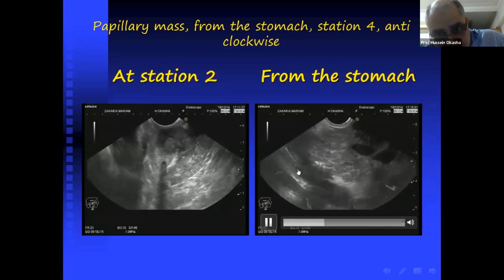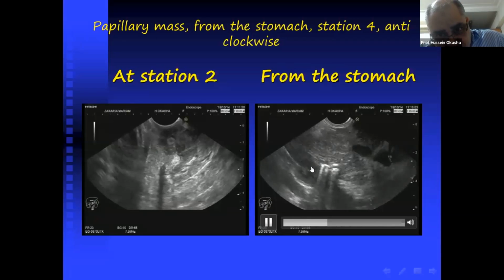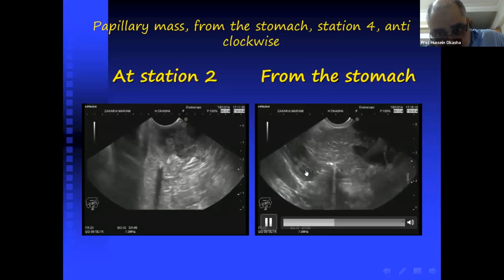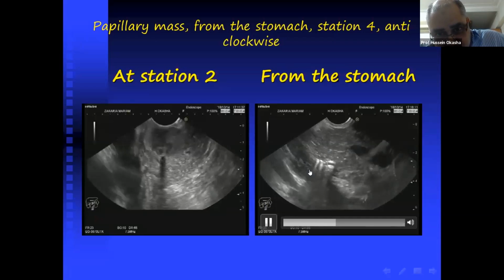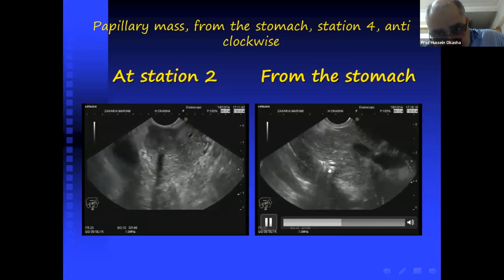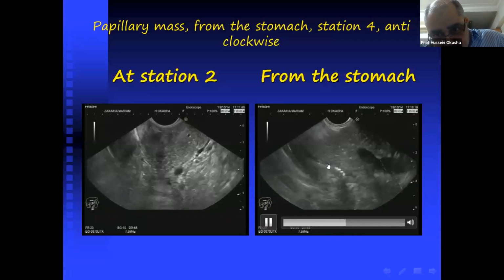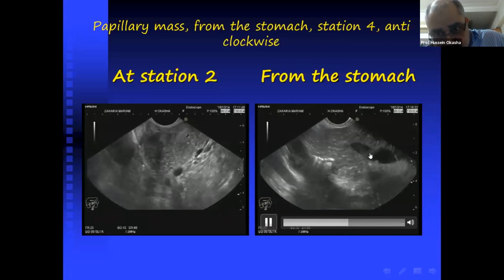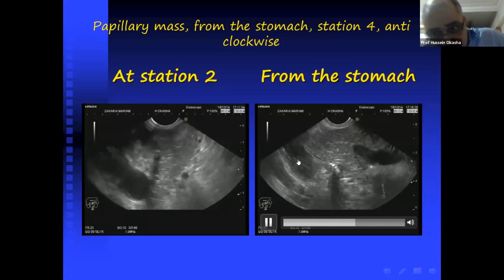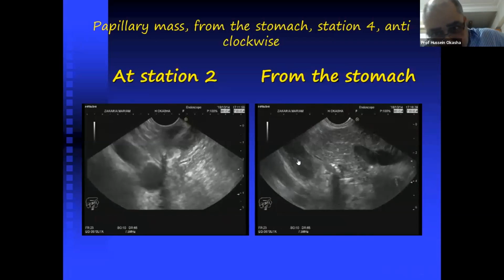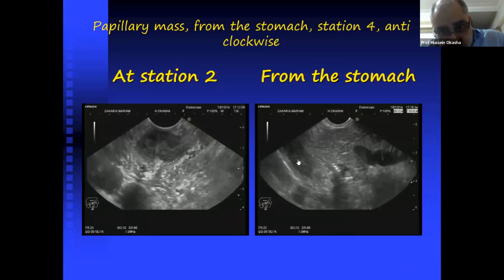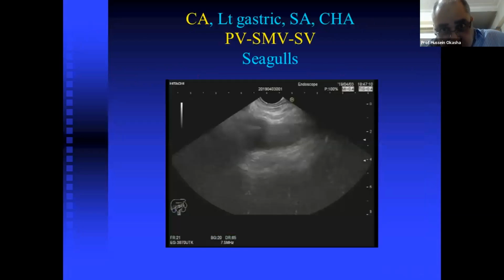So I can see the mass very nicely because it is a rather large mass from the examination from the stomach. So a very well seen papillary mass here from the stomach and there from the duodenum. This is a well placed stent inside the common bile duct, the farthest structure from the echoendoscope, and this is the superior mesenteric vein. And this case was published in Gastrointestinal Endoscopy. How can we beautifully demonstrate papillary masses from examination from the stomach?